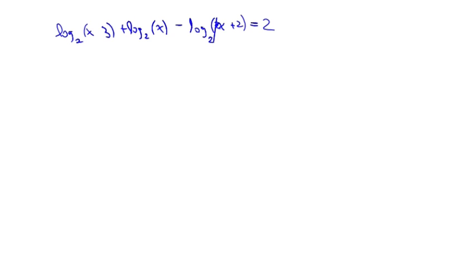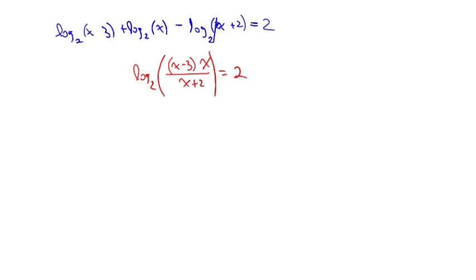Oh, you're skipping steps, aren't you? Don't do that. What should I do first? Combine all my logs. Write it as a single log base 2 of what? x minus 3, and then multiply by x, over x plus 2. And this whole thing is equal to 2.